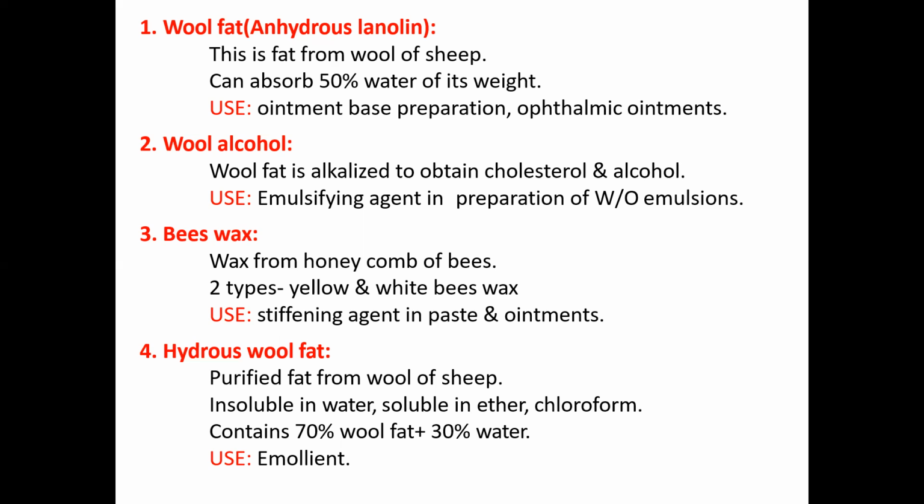Next type, wool alcohol. Wool fat is alkalized to obtain cholesterol and alcohol. So this is wool alcohol, which is obtained from wool fat, which on alkalization gives cholesterol and alcohol. Wool alcohol is used as an emulsifying agent in the preparation of W by O emulsions.